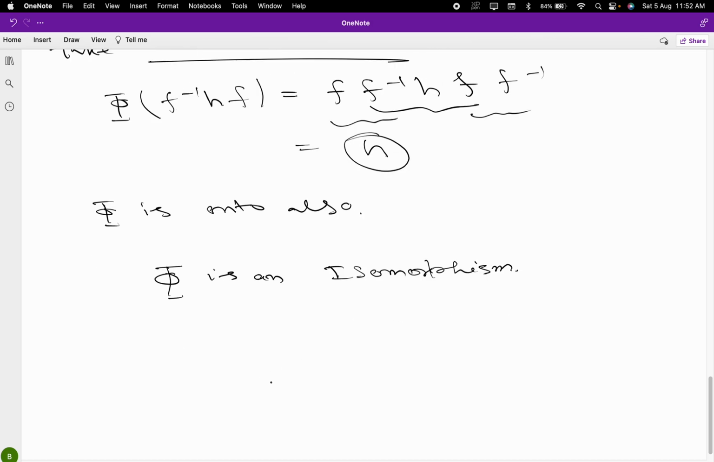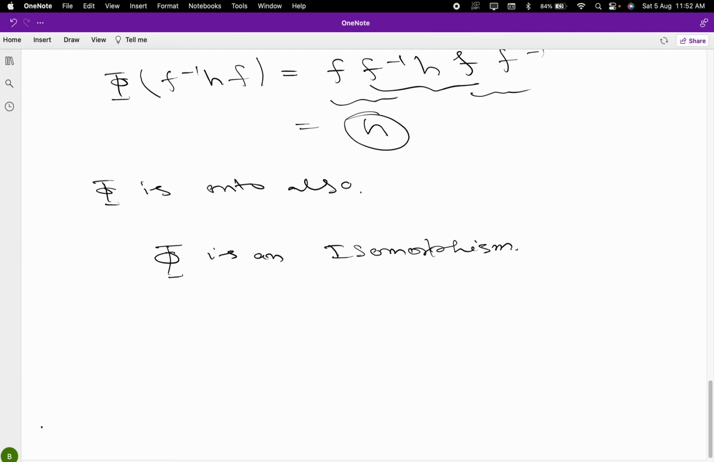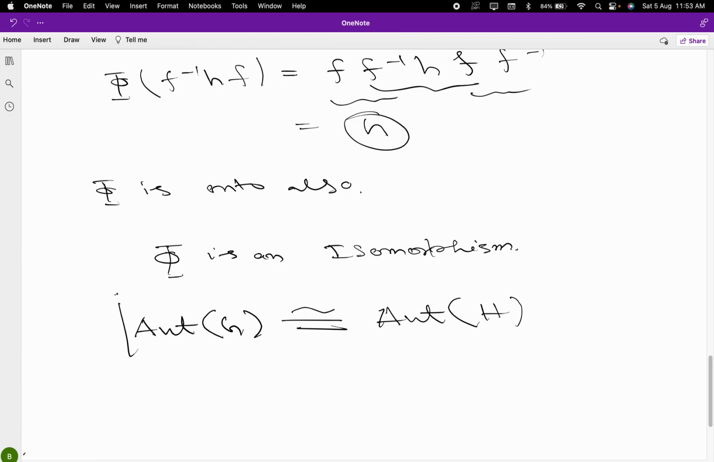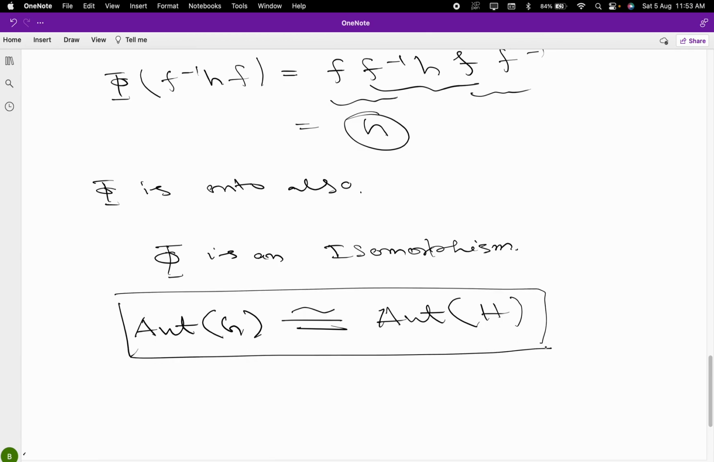Did you get it? Now, if phi is an isomorphism, then we can definitely say the automorphism of G is isomorphic to the automorphism of H. So this is proved. If you don't get any step, just comment below, and I will definitely try to make it more precise for you.